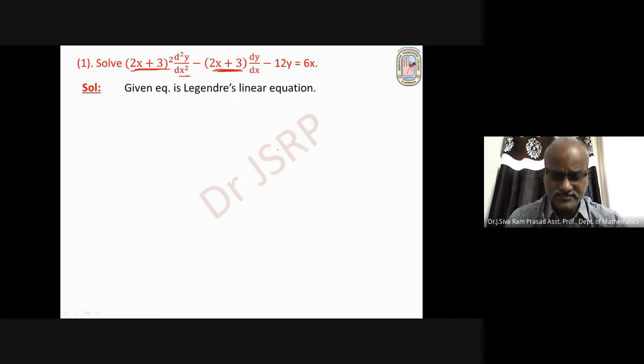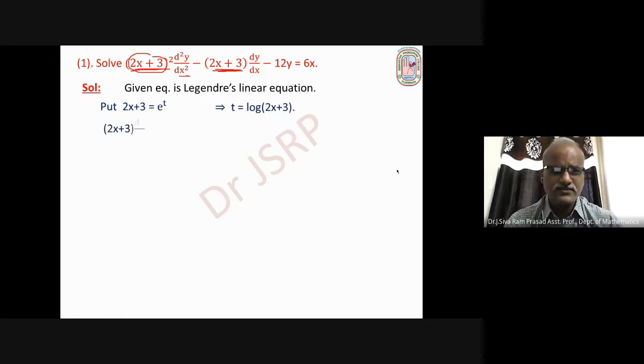So the substitution is: put ax plus b, here ax plus b is 2x plus 3, equal to e power t. Then take log on both sides, so t equal to log of 2x plus 3. Then the formula for the first derivative term: (2x plus 3) into dy by dx equal a theta y. Here a is the x coefficient in ax plus b, that is 2. So 2 into theta y.